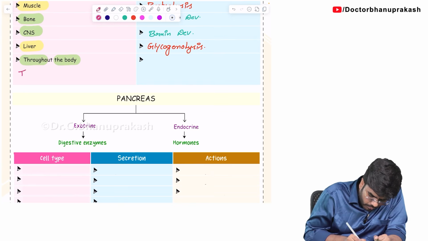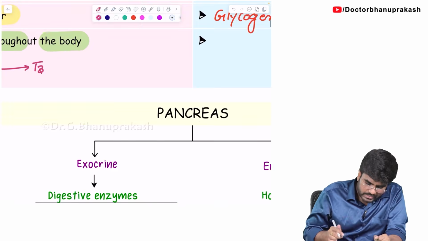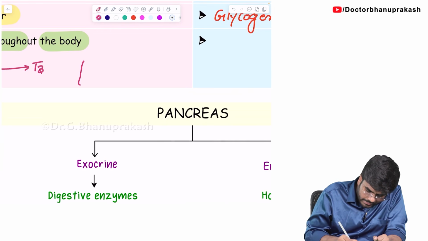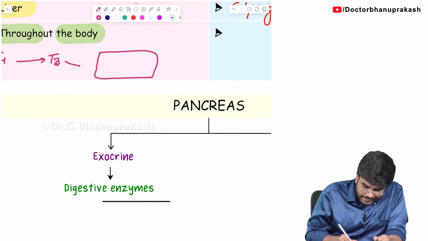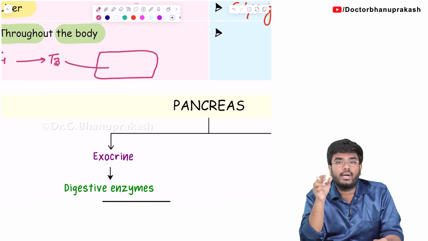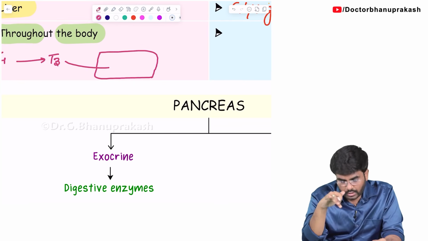T4, I have taught you, will be converted into the more active form T3. Now what will this T3 do? T3 is going to act on your body cells. Let's say this is one of your body cells. This T3 is a lipid soluble hormone, right? I have told you thyroid hormones and steroids are lipid soluble. So they are crossing the cell membrane.